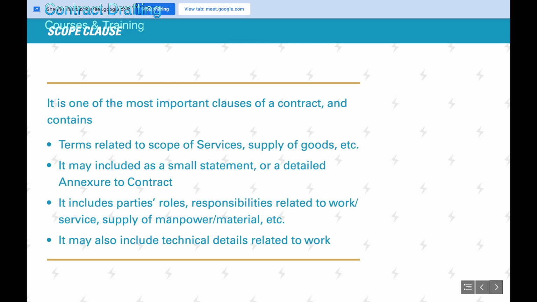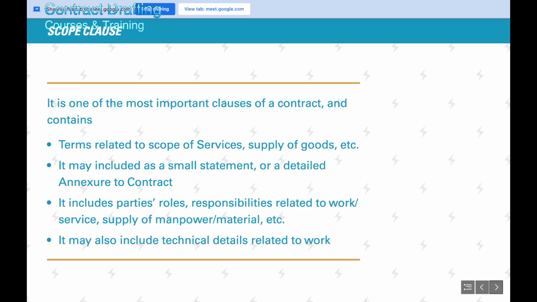So there are different scenarios for different types of contracts. In a simple service contract, it may only include that the scope of services is XYZ. In a supply of goods, it will be like these types of goods have to be delivered. So there are different types of expectations from a contract regarding the scope clause.